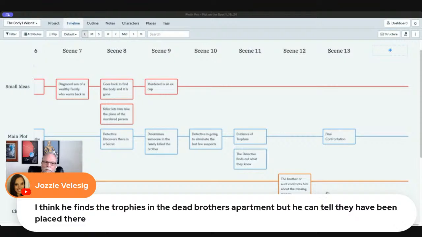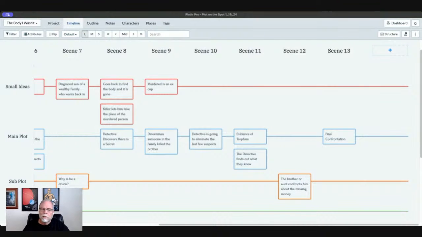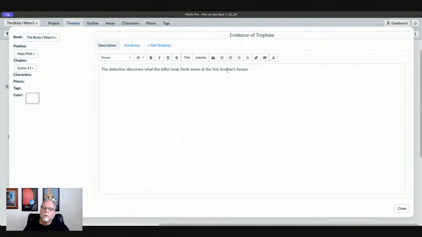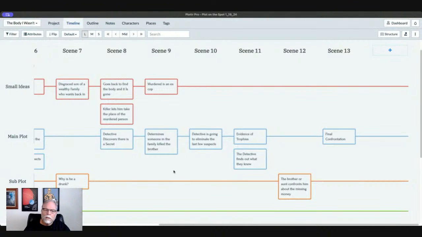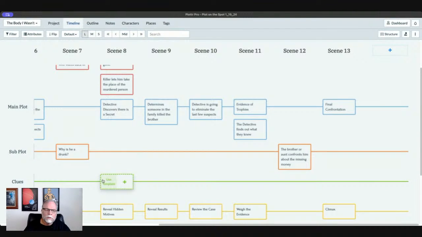And I like this. Finds the trophies in the dead brother's apartment, but he can tell they've been placed there. That is actually a great idea as well. So that's a great turn of the find some, and maybe you find some at the live brother's house that they didn't place at the deceased's house. So somewhere along the line in these clues, this is where he finds trophies at the dead guy's house.